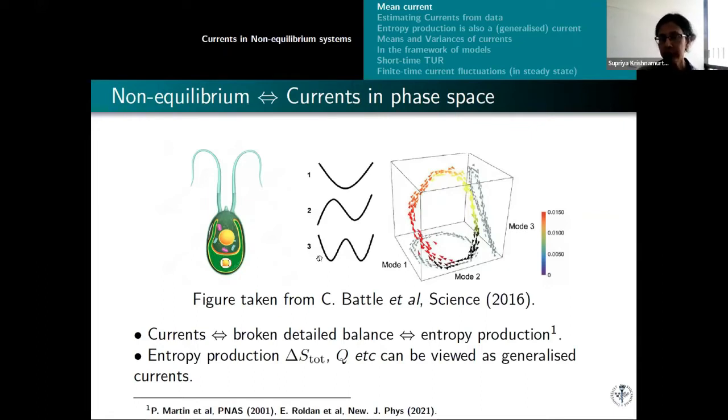And that implies broken detail balance and, of course, entropy production, as we all know. And entropy production can also be viewed as a current, so it's a sort of generalized current. These are all things we've heard in many of the previous talks. The current that they've plotted here is an average circulating current. But of course, currents are also fluctuating quantities.